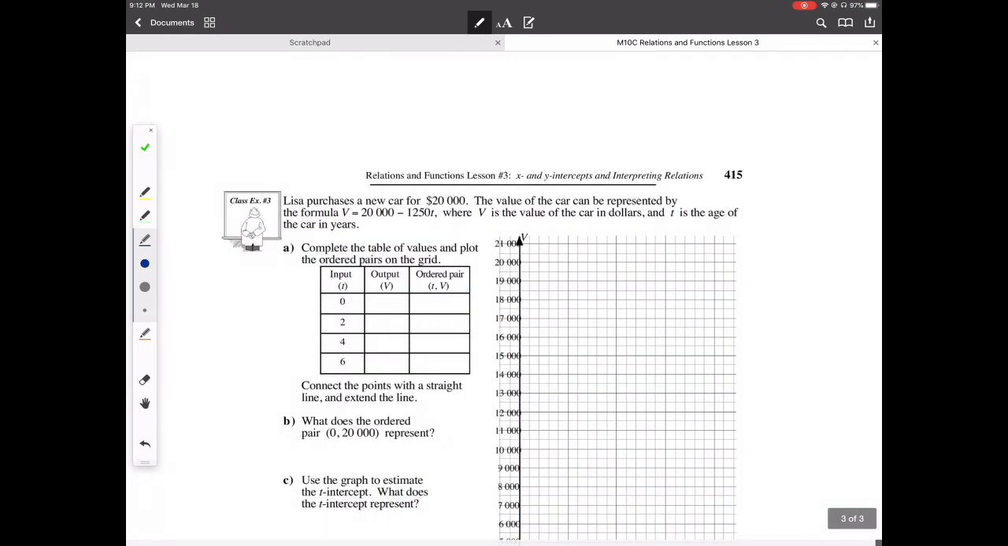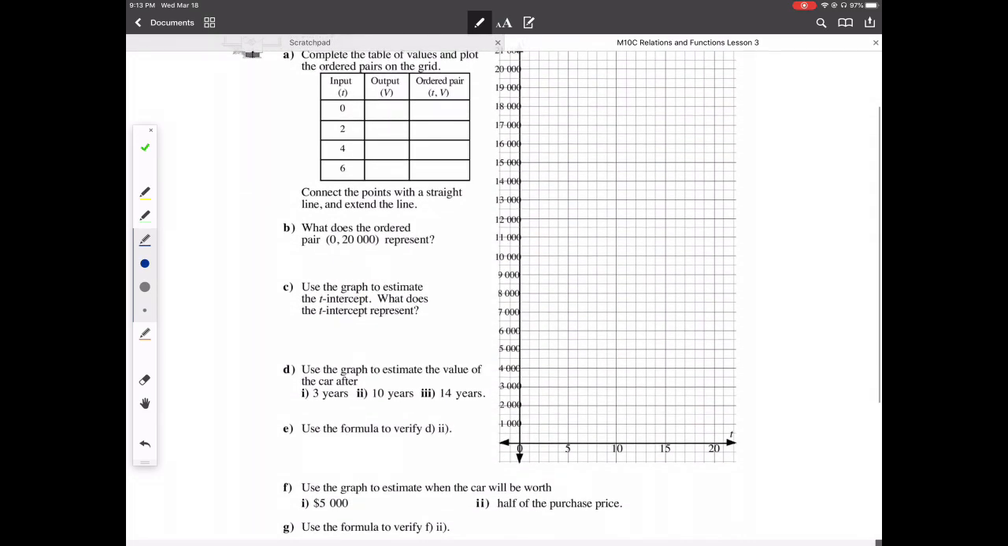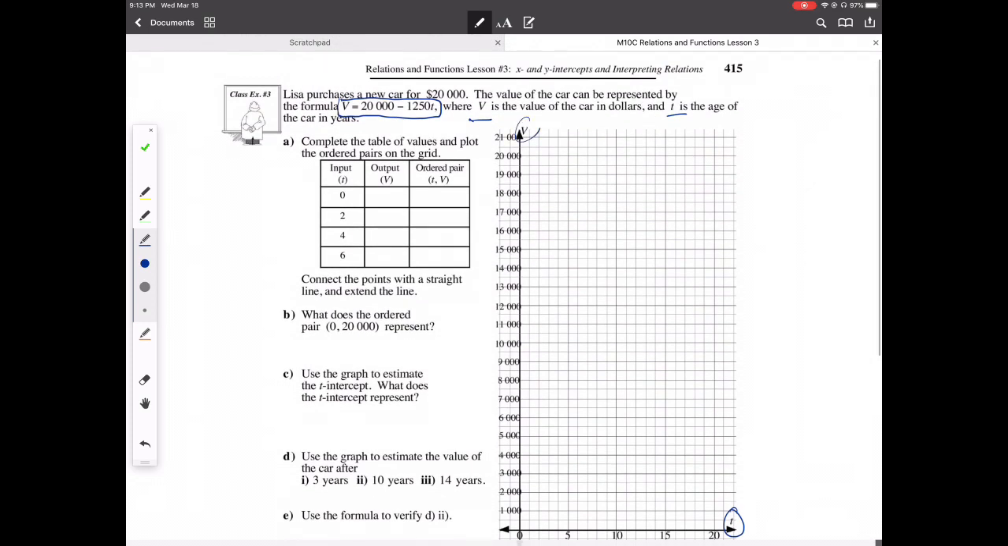If we're looking at the last part here, it says Lisa purchases a new car for $20,000. The value of the car can be represented by the formula V = 20,000 - 1250t, where V is the value of the car in dollars, and t is the age of the car in years. We can see, based on what they've done on the graph here, that t is going to be my independent variable, and V is going to be my dependent variable. It's the same thing with the chart. The independent goes on the left, the dependent goes on the right.